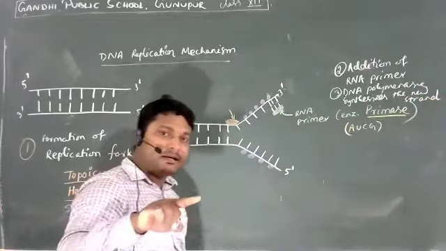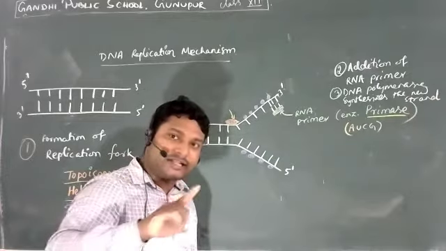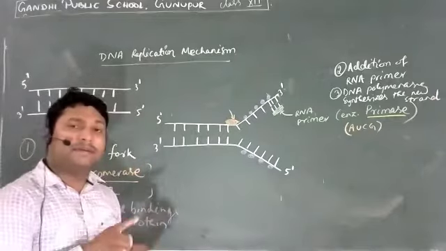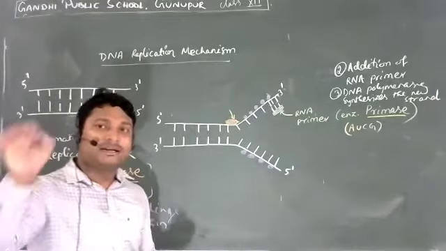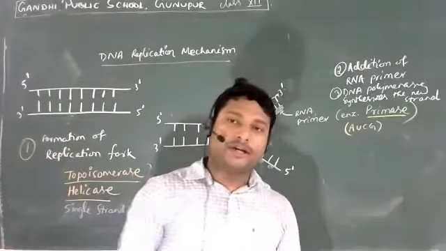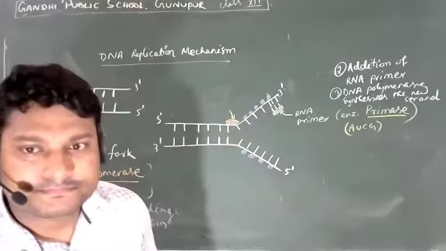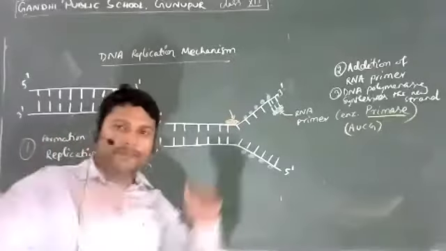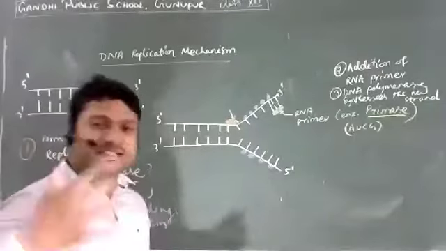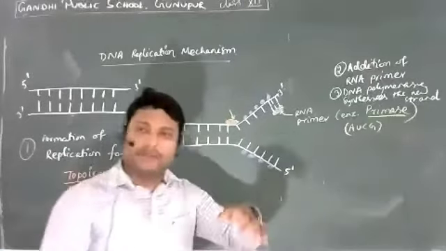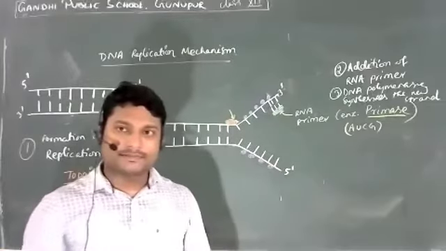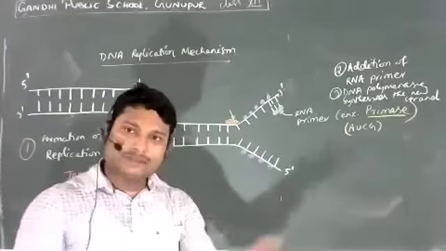Now, as we said, the synthesis will take place from which direction? 5' to 3'. Now, if we are talking about 5' to 3' direction of synthesis, what should be the template DNA's orientation? So I'll repeat my question. If the DNA is synthesized in the 5' to 3' direction, what is going to be the template DNA's orientation? It is going to be anti-parallel, so it is going to be opposite.